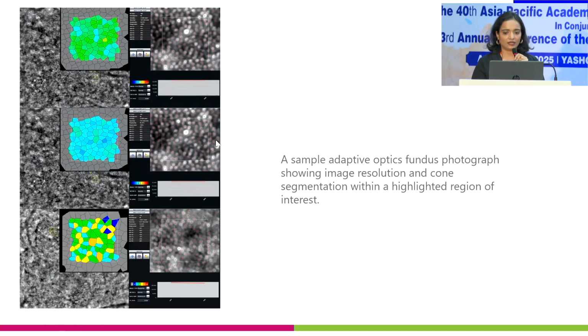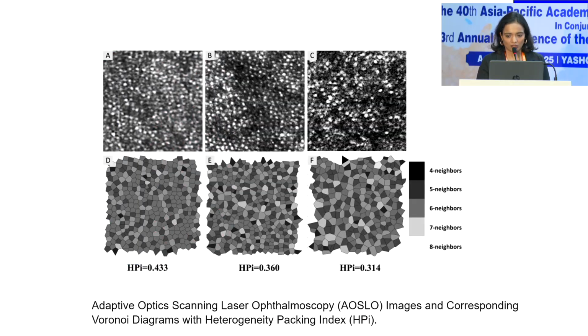This is an AO fundus photograph. It can be combined with a deformable mirror like a scanning laser ophthalmoscope, an ultra-wide field imaging. So there are many integrations of adaptive optics that have been studied. So whenever you can, you can even superimpose microperimetry on top of the cone mosaic.